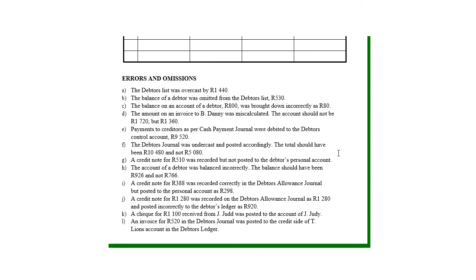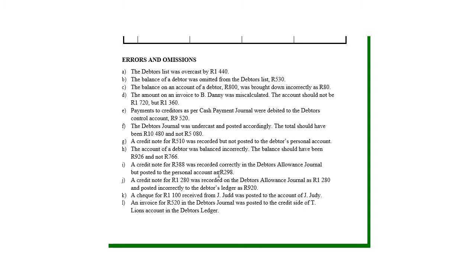If the debtor's journal was undercast and posted accordingly, the total of the journal, that is what goes to the debtor's control account. So that total was undercast to less than what it should be. It should have been 10,480 and not 5,080. So let's just see. 5,080 is the incorrect amount, and 10,480 is the correct amount.